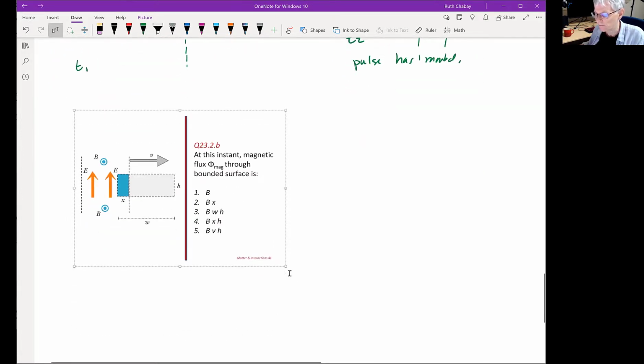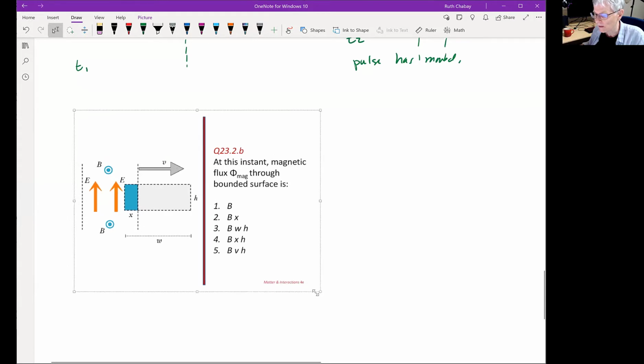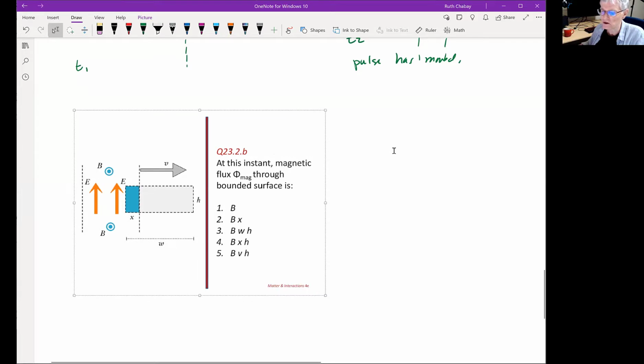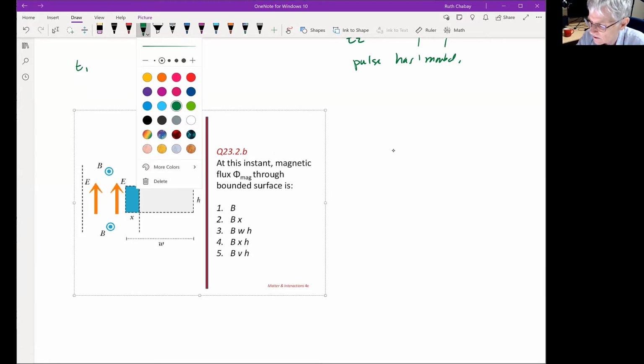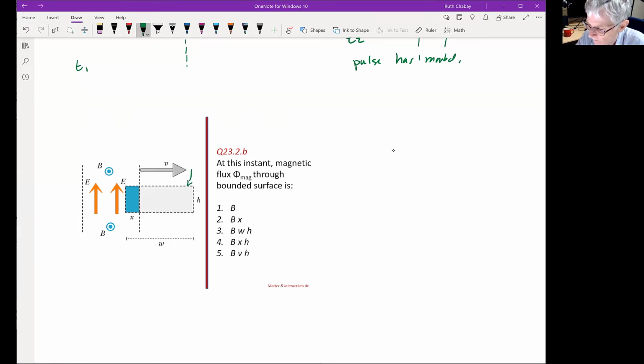So here's time 1. And here's our question. So here's our path. The dotted line is our path. So this is the path. And the shaded area shows the region where the magnetic field is non-zero at this instant. Okay? So what is the magnetic flux through the surface inside our path at this particular moment?